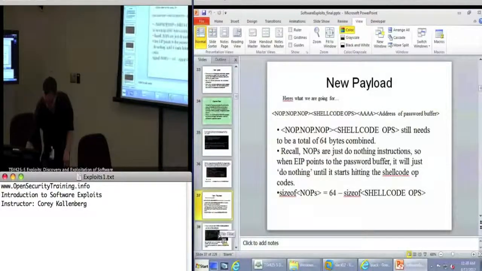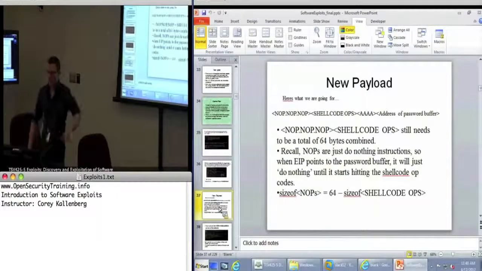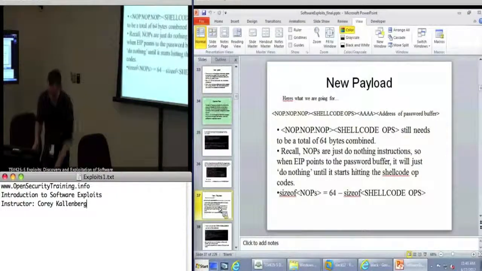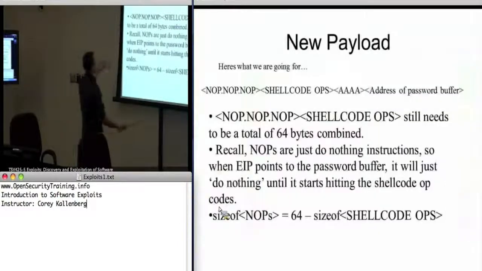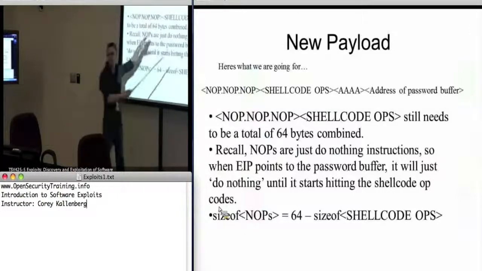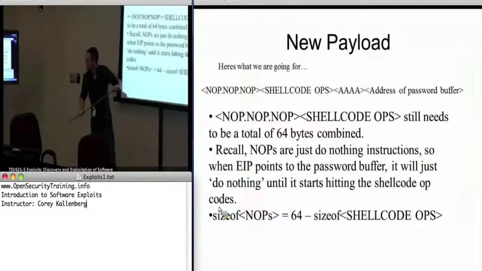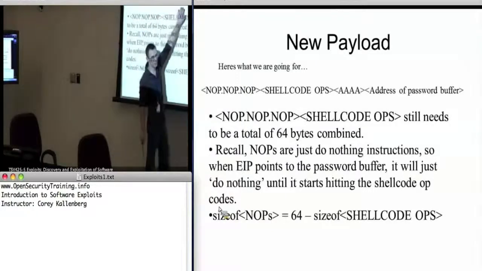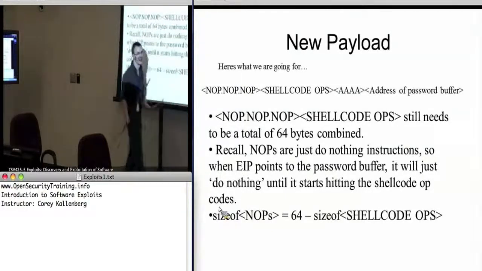Okay. So some important points from this slide, just to reiterate, is that the no-ops plus the shellcode needs to be 64 bytes. Everyone understands why that is, right? Yep. To completely consume that buffer that we're overflowing, the password buffer. 4 bytes of junk don't matter because we do not care about the saved frame pointer at this point in the class.